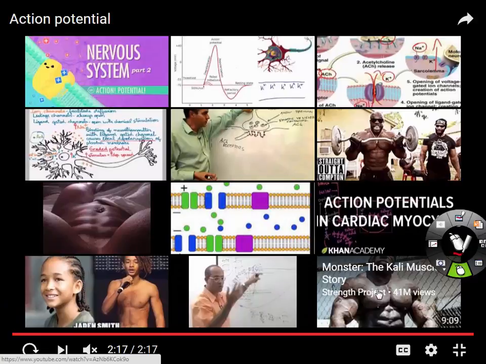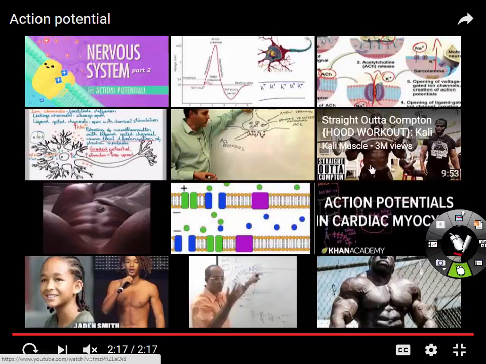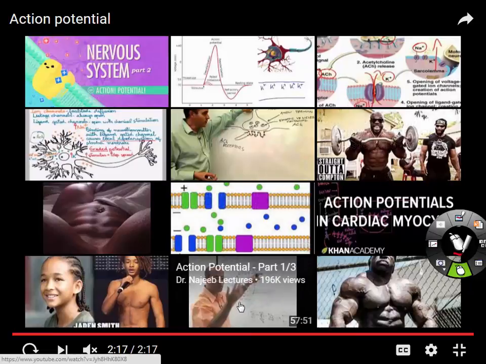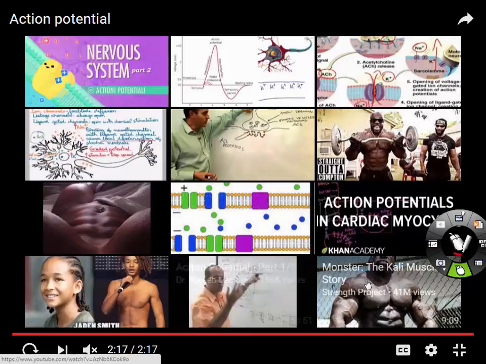This is a picture of me too, just so you know. Yeah, right. That's me too. I had a really good tan. This is what I looked like before. Then I started taking steroids. Now look at me.